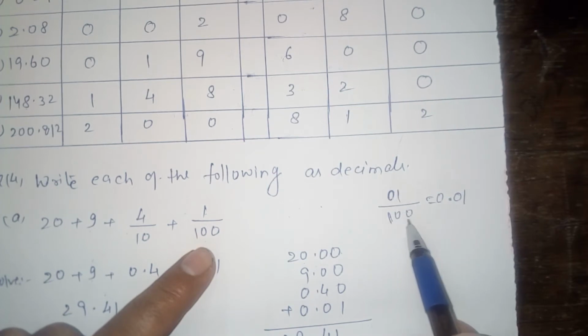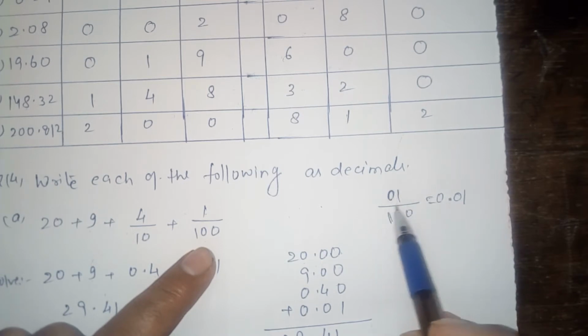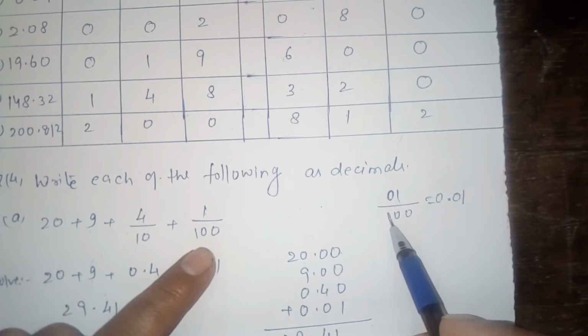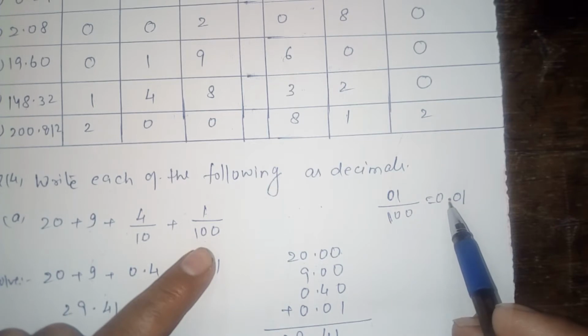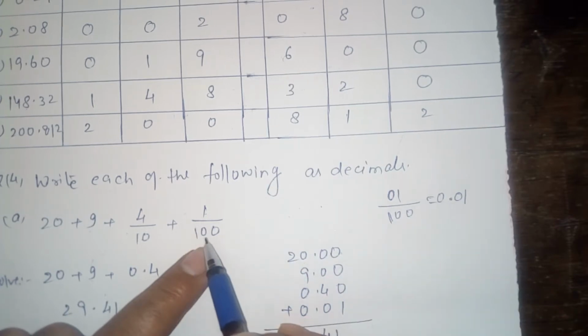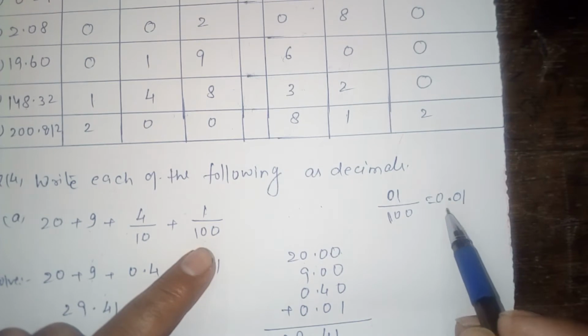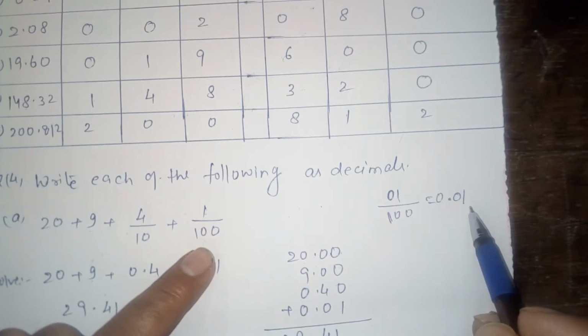In 100, the number of 0s is 2, and this is a 2-digit number. So what will we do? Instead of the 1, we put a decimal point. The meaning is 1 upon 100 will give you 0.01.